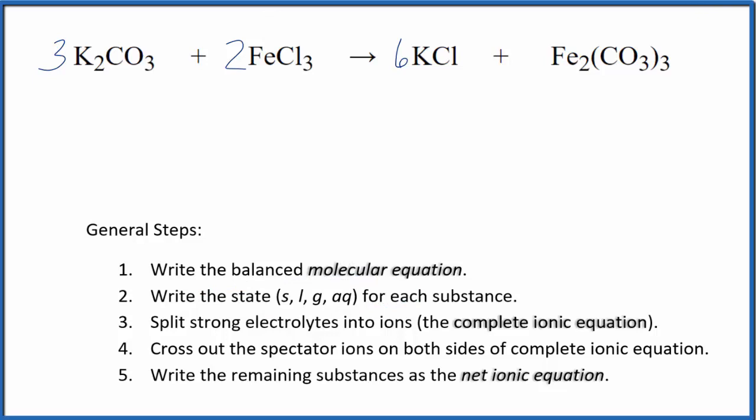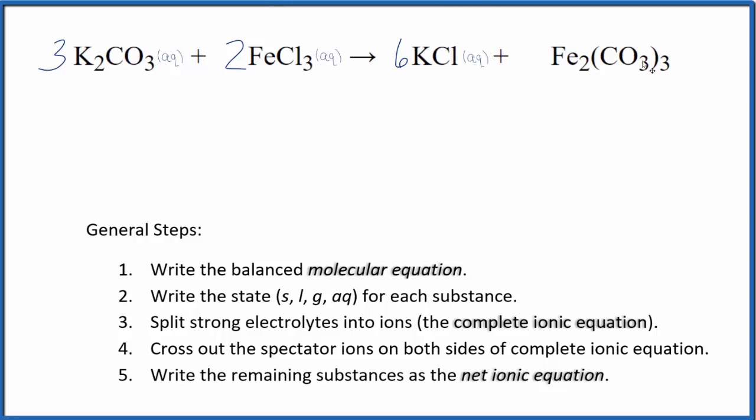If you know your solubility rules, potassium compounds are very soluble, even though carbonates in general aren't. But potassium, it's a group 1 element, so that's going to be soluble. We put a little AQ. Chloride's very soluble here, so this iron 3 chloride will be aqueous. We have potassium chloride, that's aqueous.